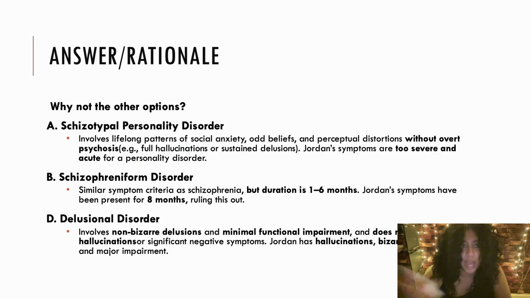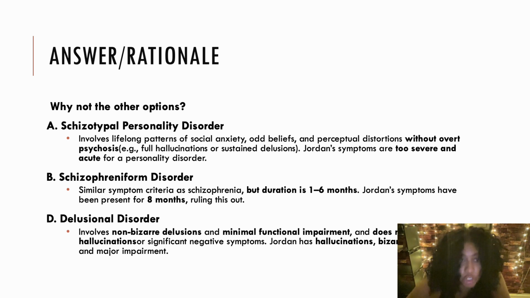So then here's the rationale. Life patterns, especially for schizotypal, his symptoms that Jordan was presenting were far too severe, too acute for a personality disorder, right? Schizophreniform disorder, 1 to 6 months. His went 8 months, right? So schizophreniform is what? 1 to 6 months. Jordan's was 8 months. So that would tell us that it's not schizophreniform disorder. In fact, it is schizophrenia, because he met the 8-month mark, proceeded past the 6 months to knock out B, right?